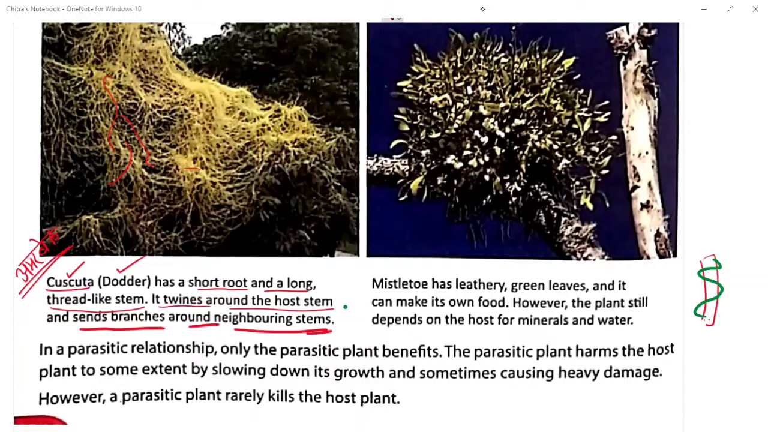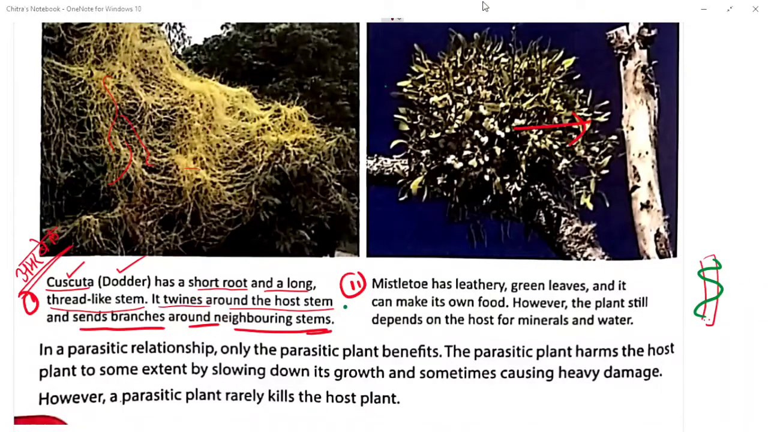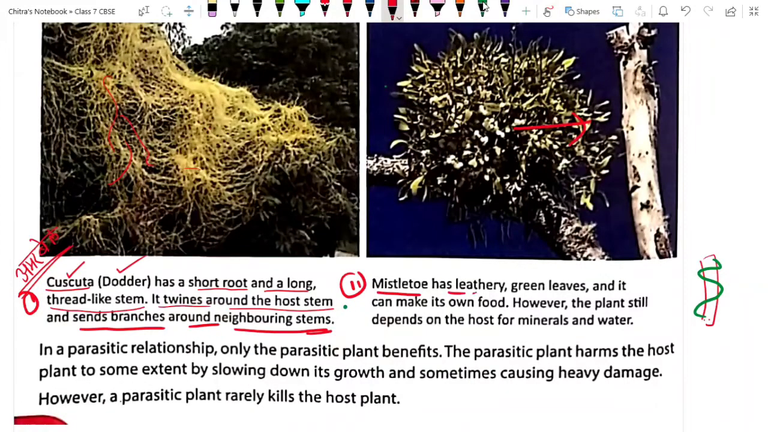Okay, next, this is the first example. Now the second example, here we have it with a diagram also. See, this plant is green, it already performs photosynthesis, but for certain kinds of nutrients it depends on the host plant. So it partially depends on another plant. Here we have the name, mistletoe. It does not totally depend on another plant. It has green leaves and it can make its own food. However, the plant still depends on the host plant for certain minerals and water, because it does not grow on the soil, it grows on another plant. That's why it depends on the host plant for certain minerals and water. That's why it is also parasitic.